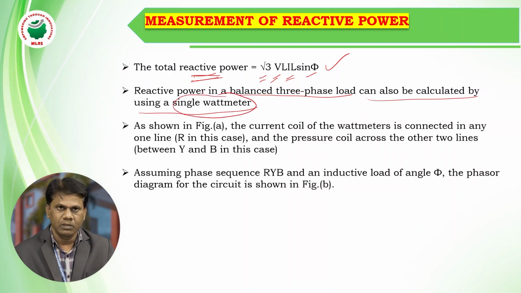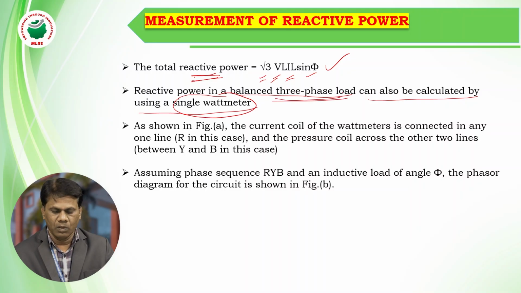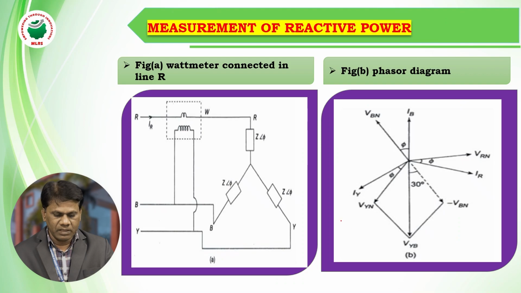A single wattmeter is used for the measurement of reactive power, particularly in balanced three-phase loads. Here we can see in this figure a wattmeter connected in the R line. The connection is different from the one wattmeter method and the two wattmeter method. For the measurement of reactive power, you can see the wattmeter connections in this diagram.